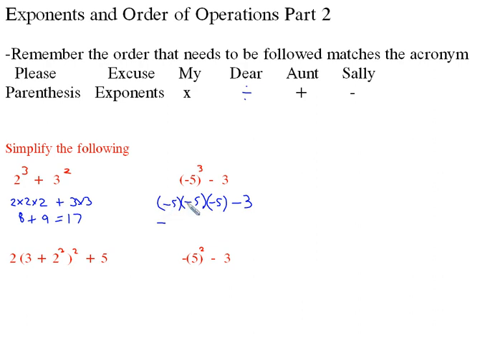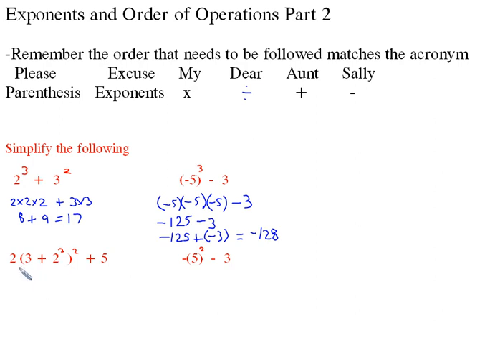Negative 5 times negative 5 is going to give us 25. And then 25 times negative 5 is going to give us negative 125. Subtract 3. Remember the way we do this. Negative 125 plus negative 3. So the signs are the same, so we just keep the sign, and it's negative 128.